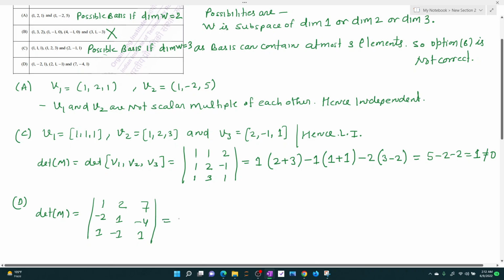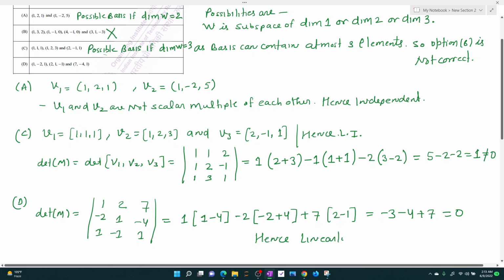So let's find this determinant. This is nothing but 1 times (1 minus 4), then negative of 2 times (minus 2 plus 4), right? And then plus 7 times, and this comes out to be 2 minus 1, right? So this is nothing but negative 3, negative 4, plus 7, which is 0. Hence LD, linearly dependent, right? And if the vectors are linearly dependent, they cannot form a basis.